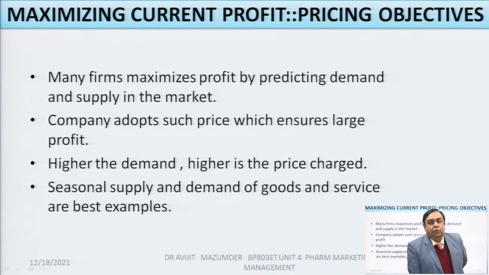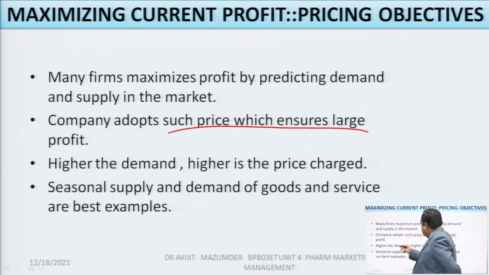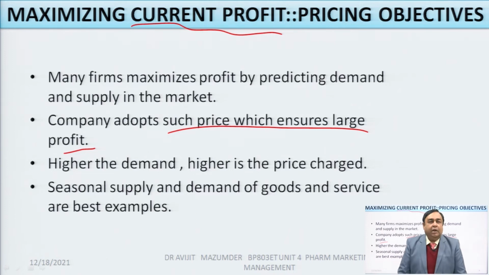The next objective, as I told you earlier, the second one, is maximization of current profit. Many firms maximize profit by predicting the demand and supply in the market. The company adopts a price which ensures a larger profit. Higher the demand, higher the price charged. Seasonal supply and demand of goods and services are very good examples. When the demand is more but the number of options available is less, in that case you can automatically increase your price, but it is not applicable to the pharmaceutical sector; it is mainly for the non-pharmaceutical sectors.